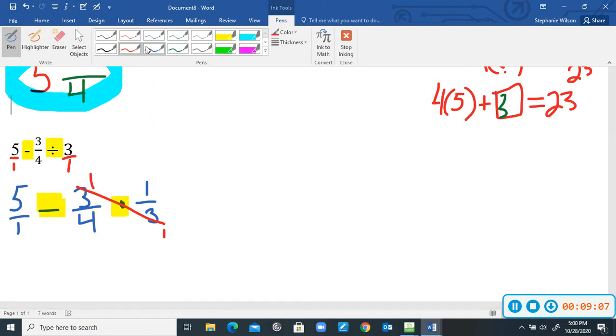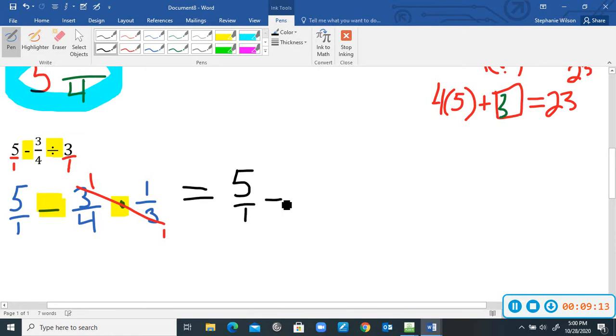And now I have, let's rewrite it, 5 over 1 minus 1 over 4 times 1 over 1, which is what? Just 1/4, right? So now I have 5 over 1 minus 1/4.